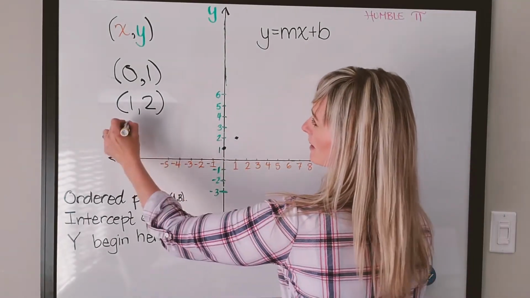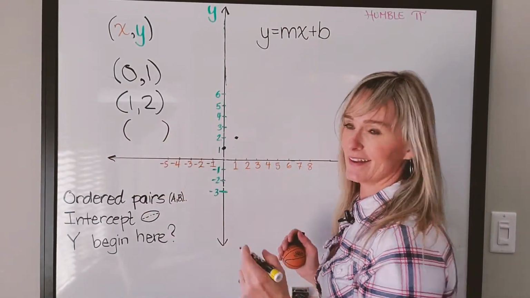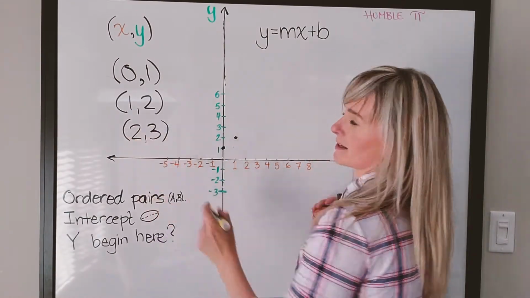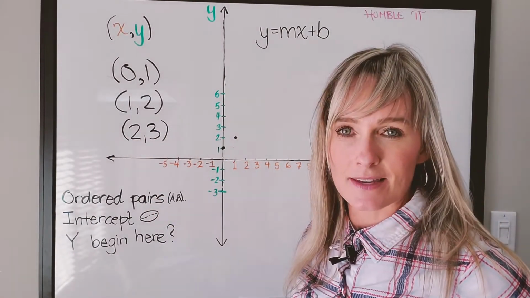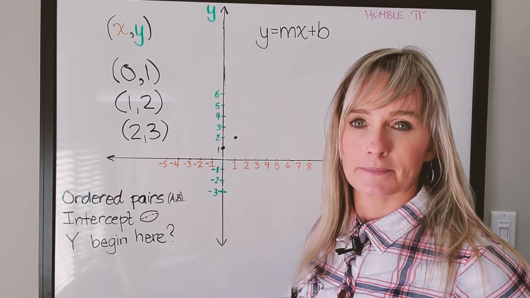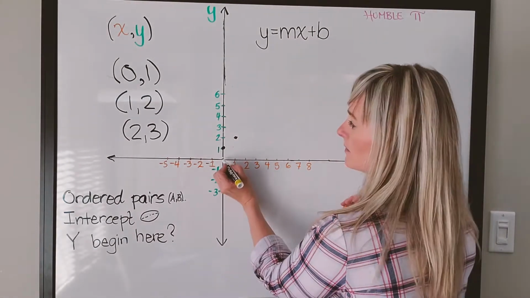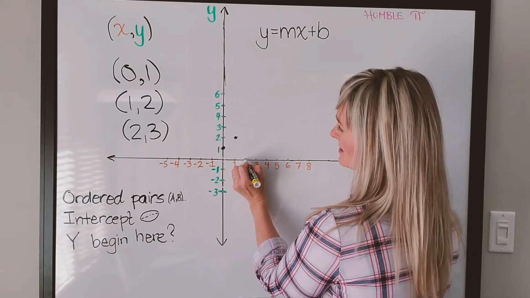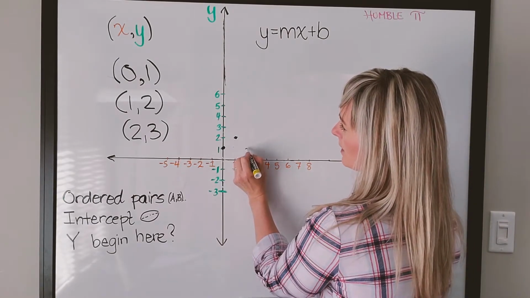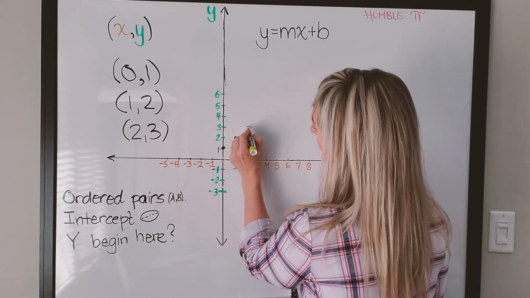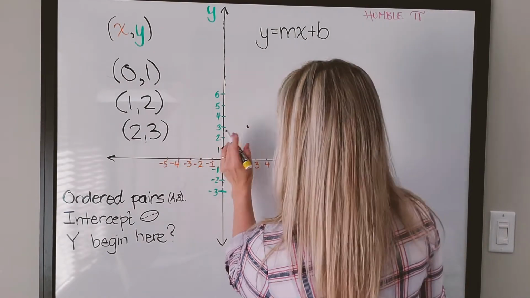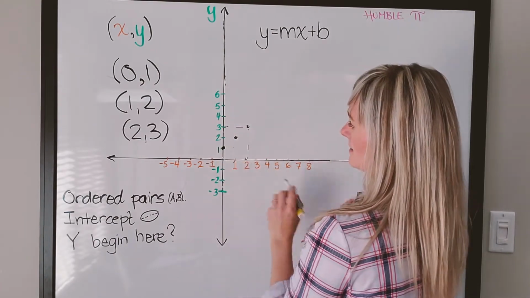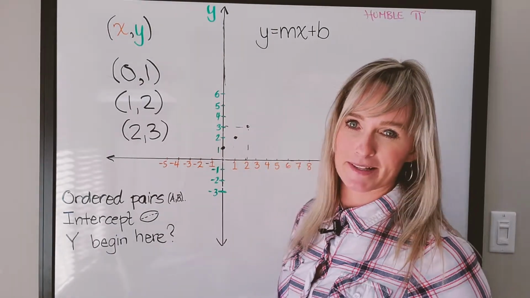Our next ordered pair, let's do it the opposite way. This time our ordered pair is going to be 2, 3. So pause for a second and think, where would 2, 3 be? Well, we're going to walk over on the x-axis to 2, and then we're going to go up 3 floors in the elevator. 2, 3. Now, we're not perfect, but we're doing our best here, right?